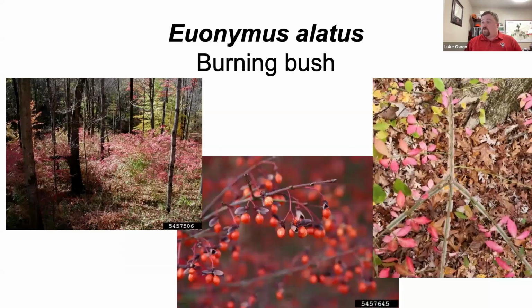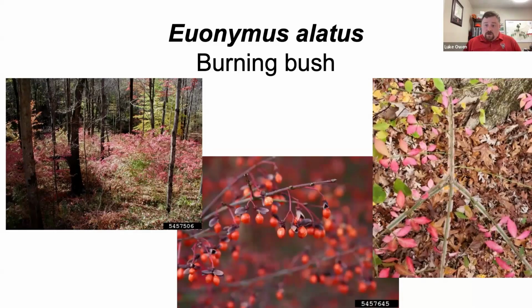Burning bush here, this is one that I always like to say, at every McDonald's, you used to be able to find a burning bush. This was one that was planted very commonly in a commercial setting. You can see the characteristic wings along the stems. Another name for it is winged euonymus, for that corky winging that you see along the stem, as well as that characteristic bright red fruit born in the fall.